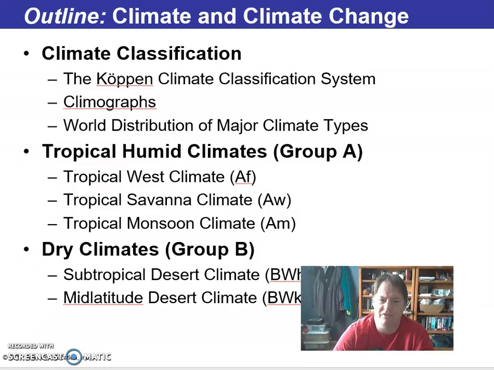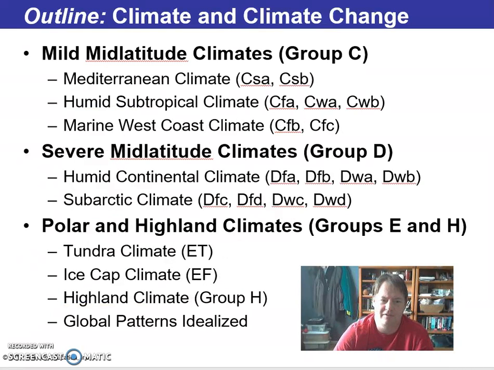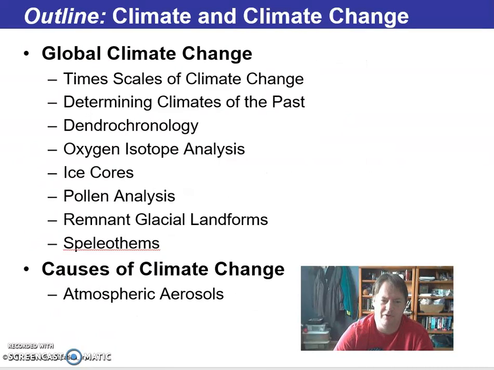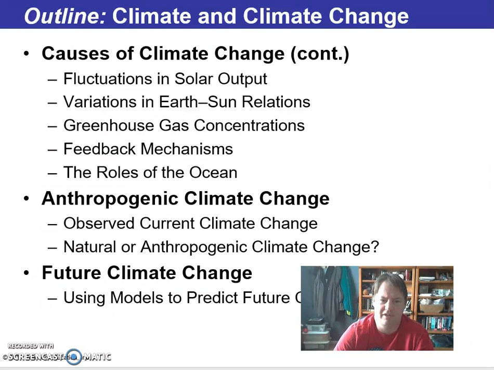It tells us about different types of climates, climographs we get into, and then different types of climates: humid, dry, mid-latitude, severe and mild, polar and highland. We notice the groups. The syllabus references those in the readings. Global climate change we'll get into, and then man-made, human, and different types of analysis related to that. We'll talk about causes, anthropogenic, which is more man-made, not natural, and then future types of predictions for climate change.